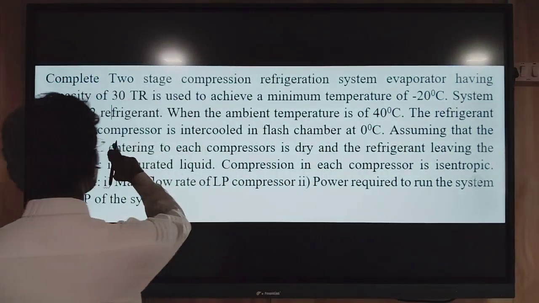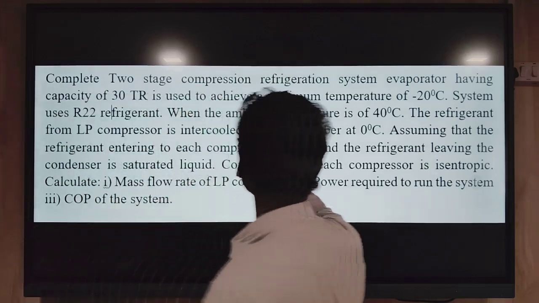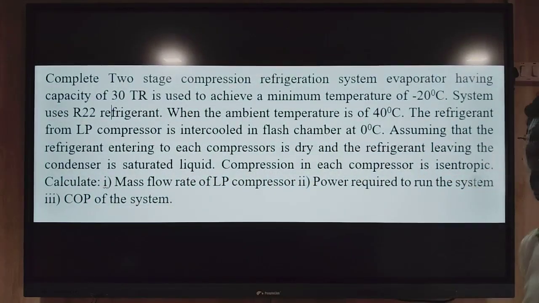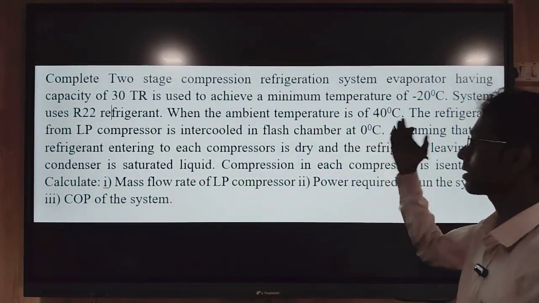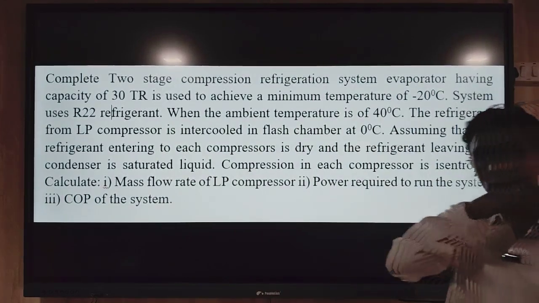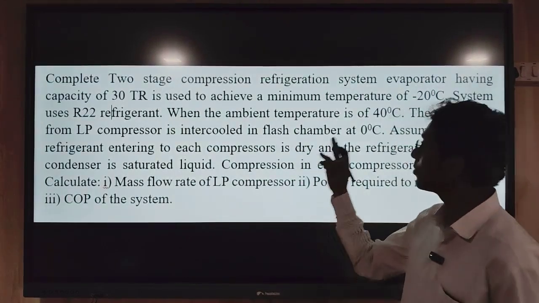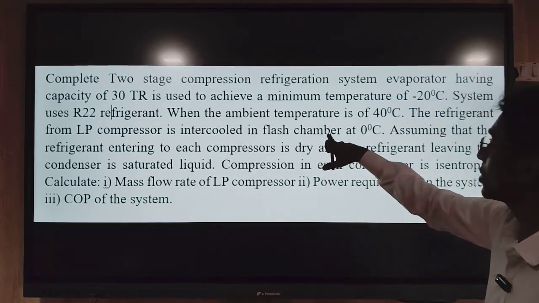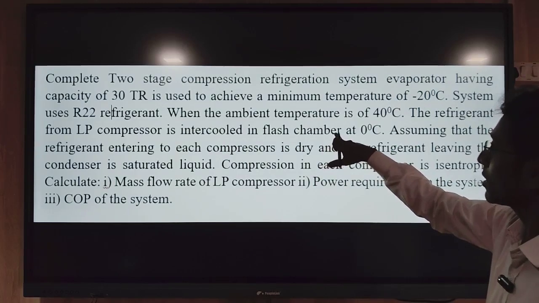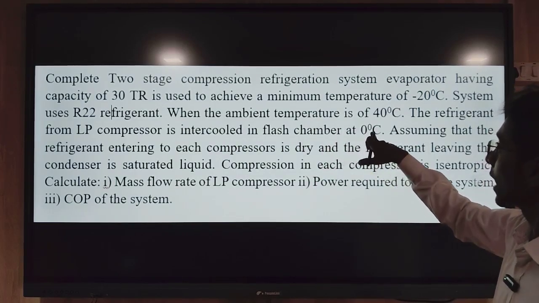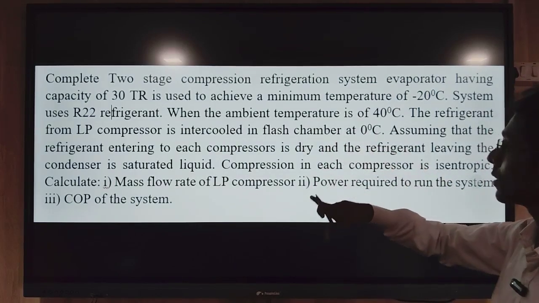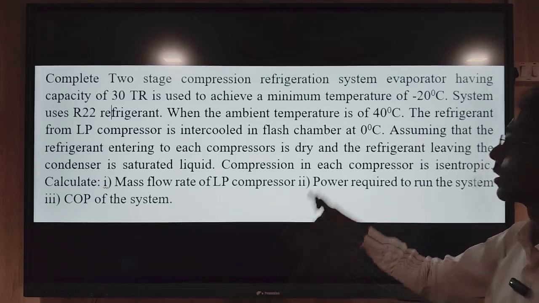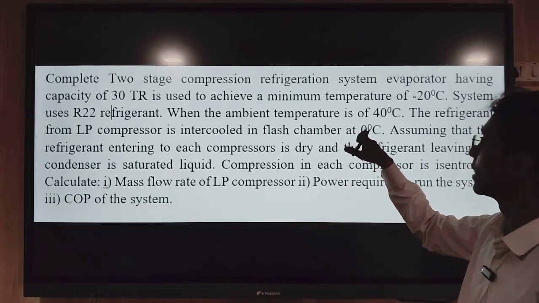The refrigerant from the low pressure compressor is intercooled in a flash chamber at 0 degrees Celsius. Now, in some numericals the intermediate pressure is given. In this numerical, at the flash chamber, the temperature at which that line is coming and that line is going to the next evaporator, this is a middle temperature given.